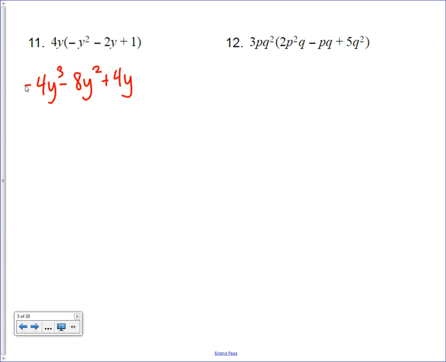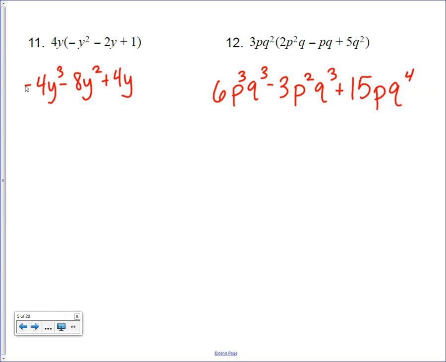How'd we do on that first one? We got it right? Yeah, exponents are all good, coefficients are all good. Okay, now P's and Q's can kind of get confusing because obviously they look very similar. Hopefully you have 6p to the third q to the third minus 3p squared q to the third plus 15p q to the fourth.